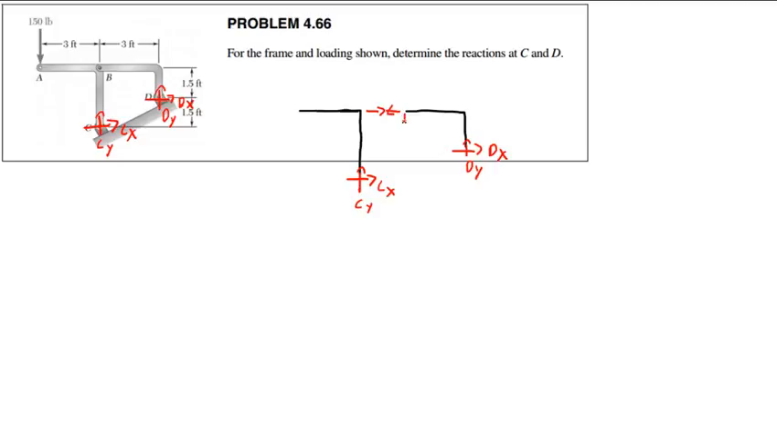BX, BX, I need to draw compatible forces, BY and BY. So this is going to kind of go against my previous rule of just assuming everything up and to the right. Because fundamentally, when I am drawing forces, I need to make sure I'm drawing compatible forces.